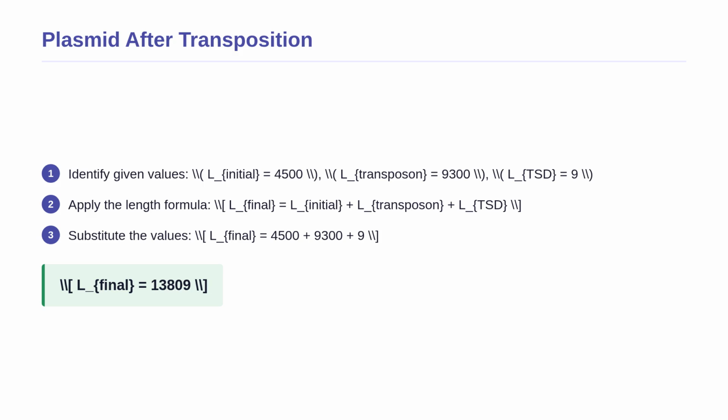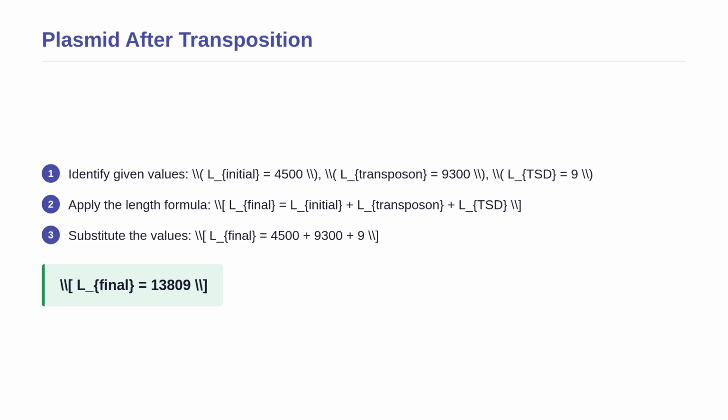Let us apply this formula to a concrete example. We are given a bacterial cell with a circular plasmid that is exactly 4,500 base pairs long. A complex transposon named TN10, which is exactly 9,300 base pairs in length, jumps into this plasmid. The process creates a target site duplication of exactly 9 base pairs. We are asked to find the final length.